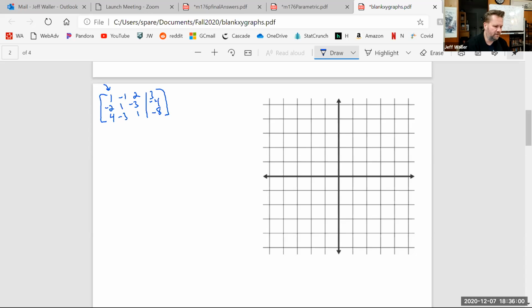Which column do you guys want to start on? Do you want to start on the first column? Okay, sure. And this feels familiar. I feel like I did this somewhere, but do you see how I could just take row 2 and double it and add it to row 3, right? So I'm going to take twice row 2 plus row 3 and put the answer in row 3.